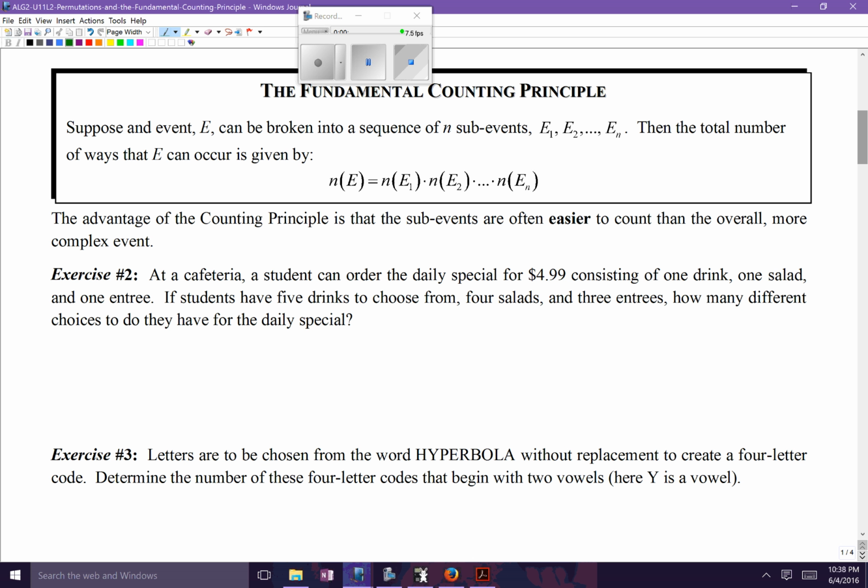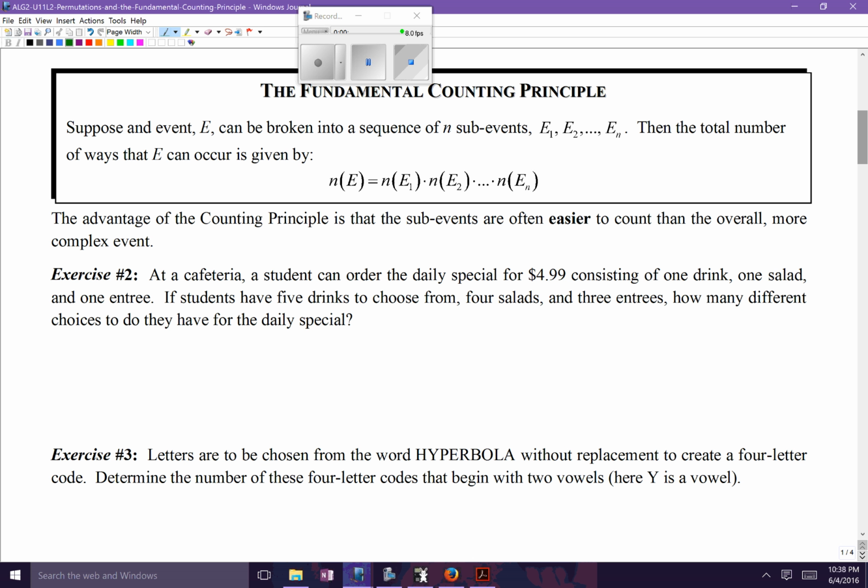At a cafeteria, a student can order the daily special for $4.99, consisting of one drink, one salad, and one entree. If students have 5 drinks to choose from, 4 salads, and 3 entrees, how many different choices do they have for the daily special?